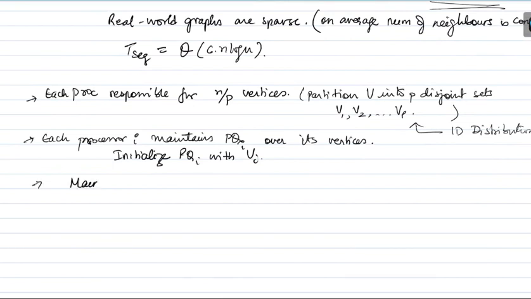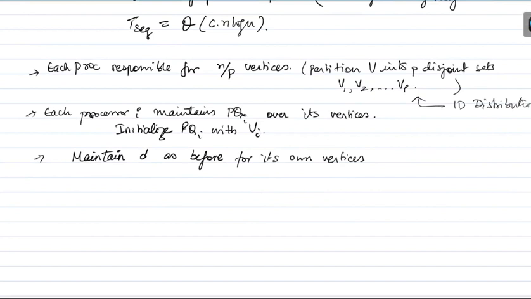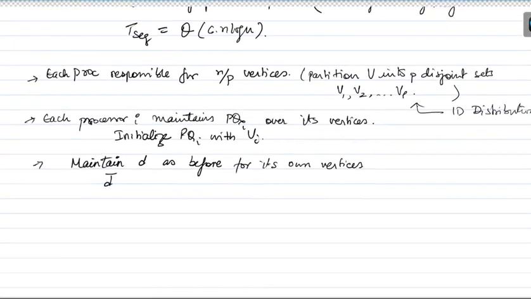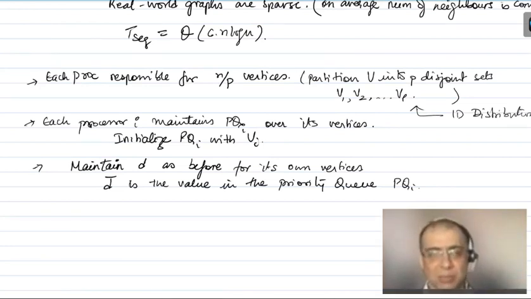So what I'm going to do is maintain D as before for its own vertices. In addition, I'm going to maintain something called a D bar. It'll become clear in a few minutes why I need to maintain two copies: one is D, one is D bar. D bar is the value in the priority queue, PQ of i. So think of it as follows: while the algorithm is running, D bar is what's in the priority queue, and D is the actual shortest path.